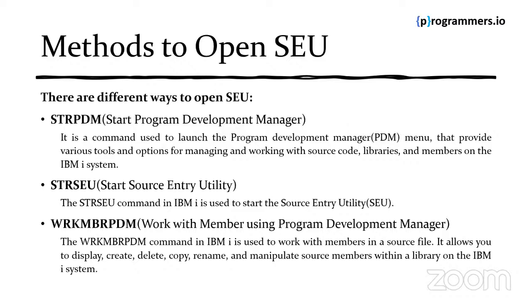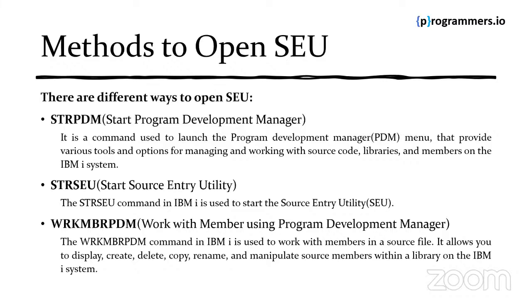So source member is nothing but a group of coding statements. And then the last one is the WRKMBRPDM command. We can use this command to work with the members of any file or library inside the Program Development Manager. It also provides a lot of tools, and we can display and create source members. We can delete, copy, rename, and manipulate. So it provides multiple options.